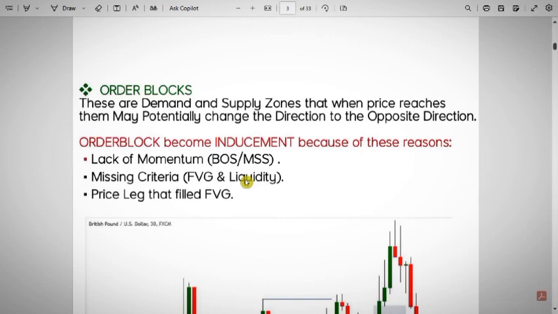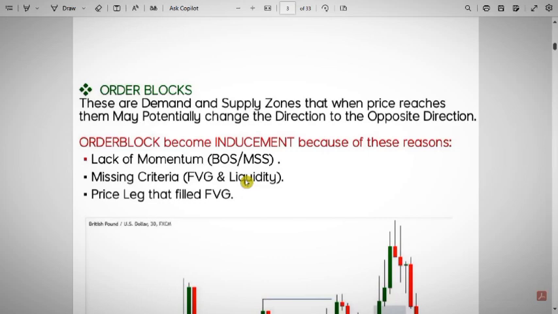The second sign is the missing criteria. Part of the criteria of an order block is the presence of a fair value gap or liquidity. If we lack a fair value gap in those momentum candles, in that movement that created the break of structure or market structure shift, or if we lack a liquidity sweep, that means we are missing the criteria of a strong or valid order block. So that order block is not going to be able to hold price. Price is not going to bounce from there, but price is going to sweep it. Price is going to run below it or above it, depending on the direction of the market.